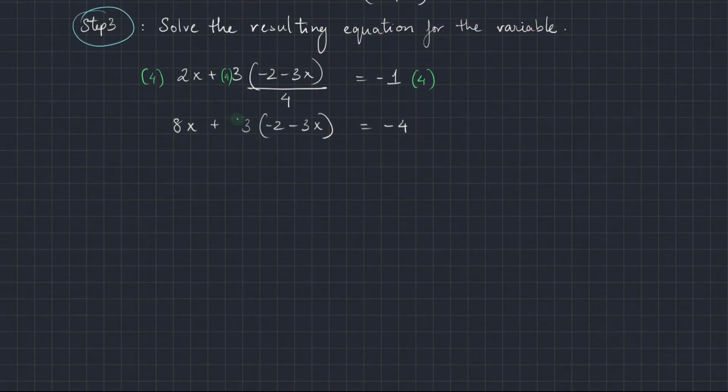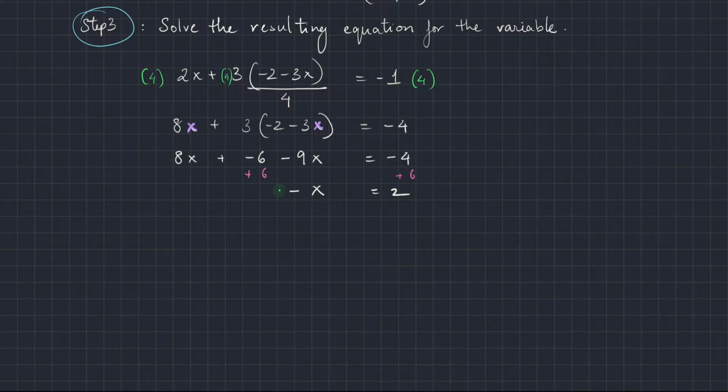Our goal, remember, is to solve for this x, but x over here is in 2 places, so we have to expand this bracket out, collecting like terms. 8x minus 9x is negative x, and adding 6 on both sides of the equation, I'm getting negative x equals 2.